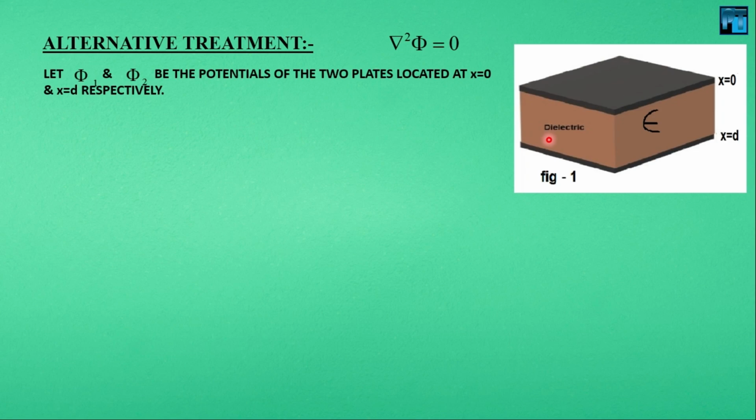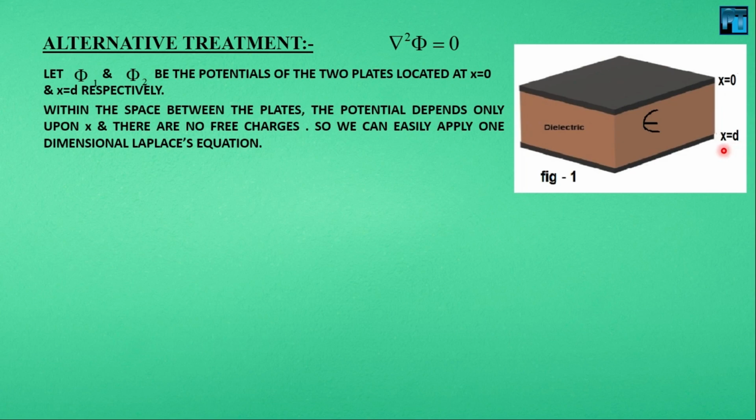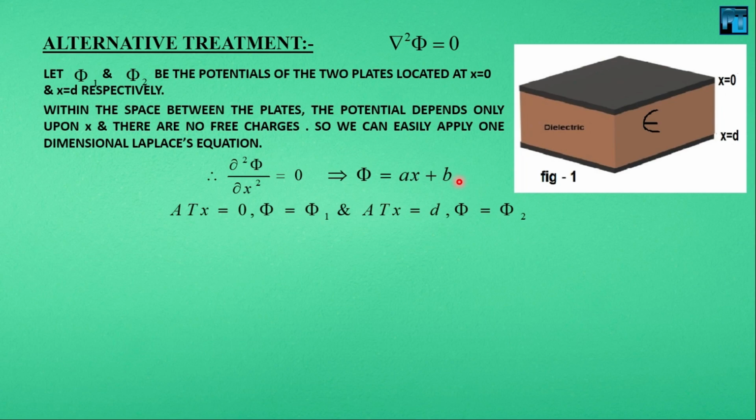Now let us take phi 1 and phi 2 to be the two potentials at x equals 0 and x equals small d. So we shall apply our one-dimensional Laplace's equation here, d2 phi by dx2 is equal to 0. This implies phi equals ax plus b, where a and b are constants. Now our boundary conditions are: at x equals 0, phi equals phi 1, and at x equals d, phi equals phi 2.